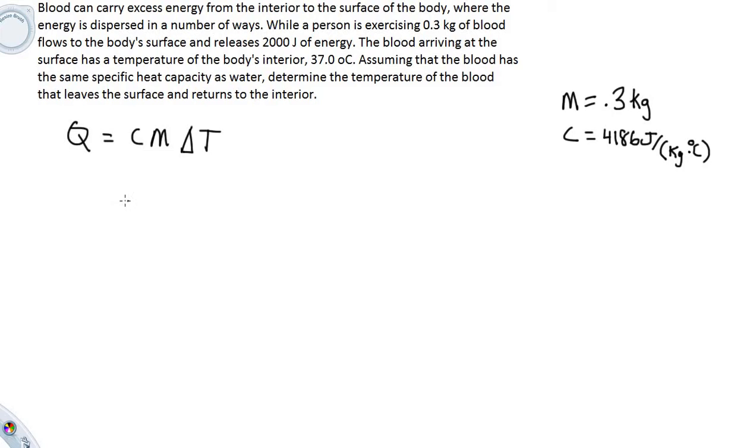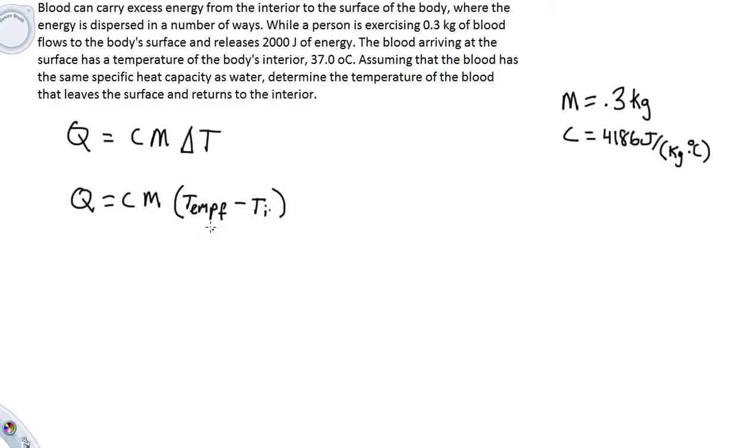So what we're looking for here is the temperature of the blood when it leaves the surface. So what I'm going to do is break down the change in temperature. So what we'll have is the temperature final minus the temperature initial. And what we're solving for is this temperature final here.